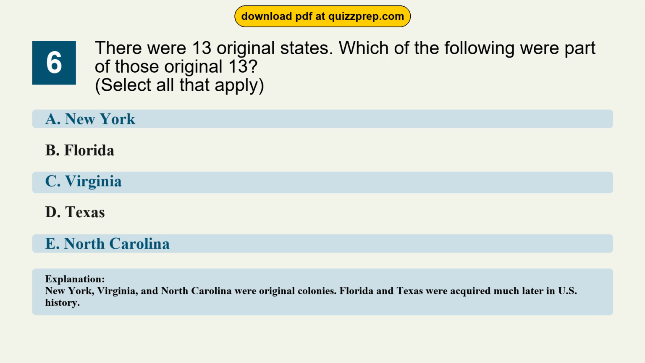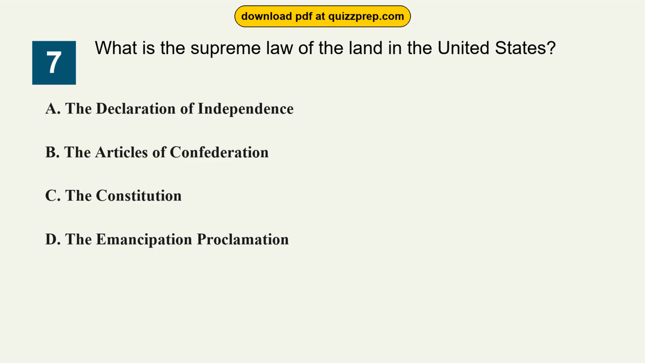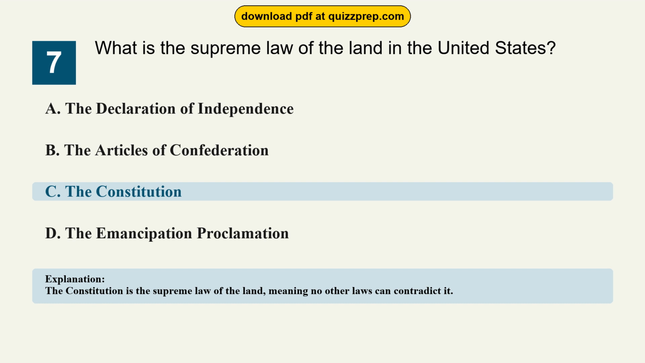Question 7. What is the supreme law of the land in the United States? Option A. The Declaration of Independence. Option B. The Articles of Confederation. Option C. The Constitution. Option D. The Emancipation Proclamation. The correct answer is option C. The Constitution. The Constitution is the supreme law of the land, meaning no other laws can contradict it.